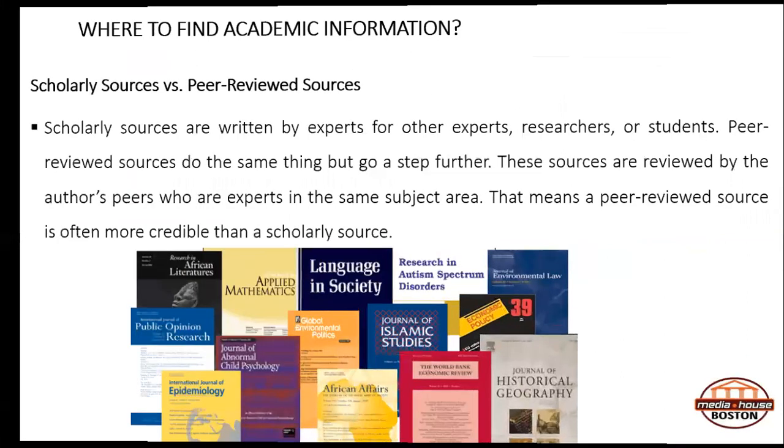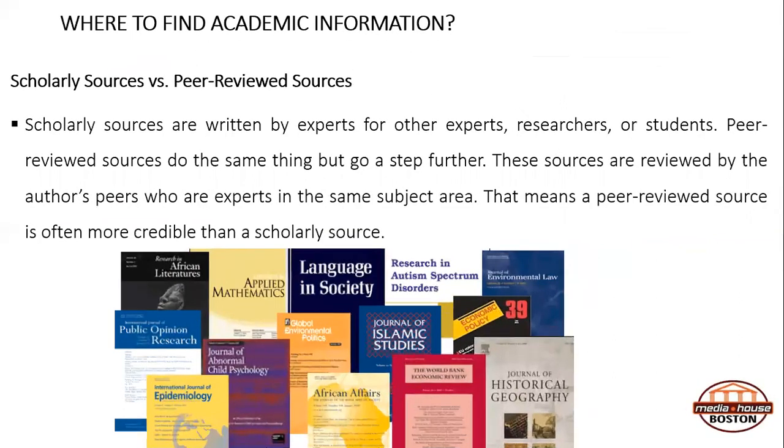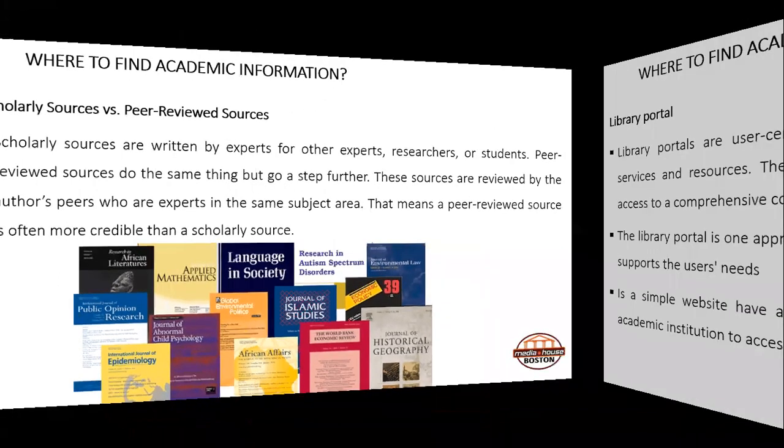Then we also have scholarly sources versus peer-reviewed sources. Scholarly sources are written by experts for other experts, researchers, or students. Peer-reviewed sources do the same thing, but go a step further. These sources are reviewed by the author's peers who are experts in the same subject area. That means a peer-reviewed source is often more credible than a scholarly source.